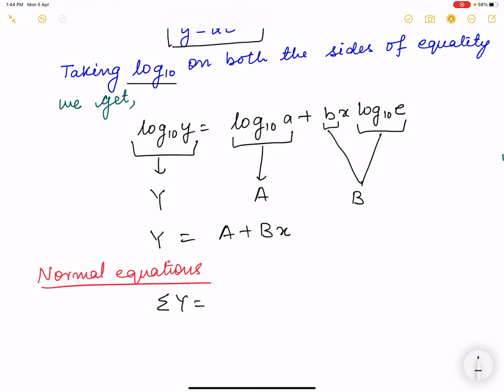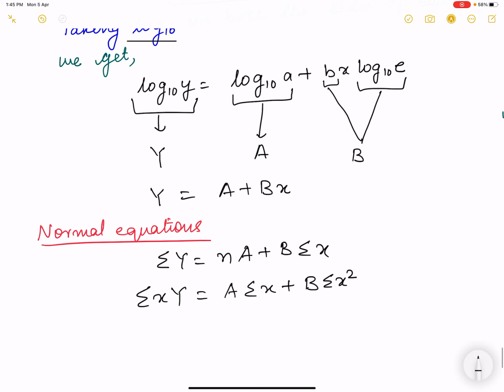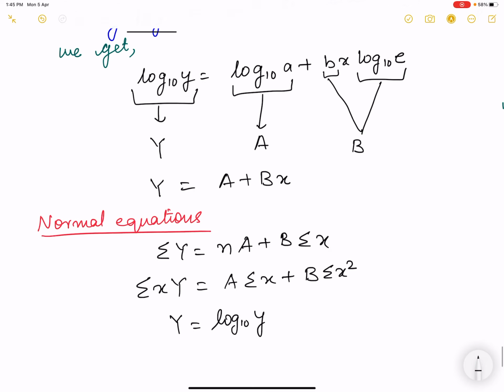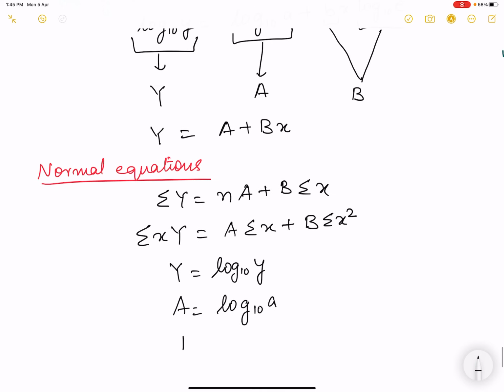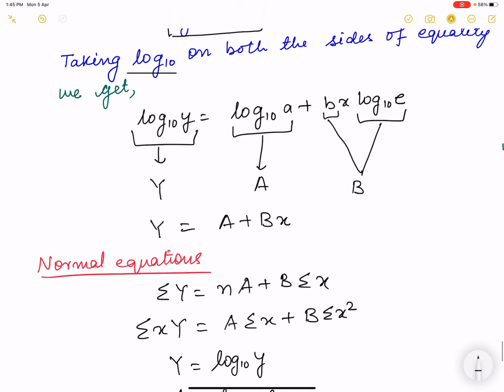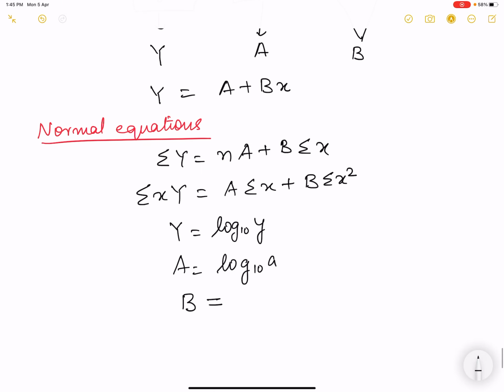sigma capital Y is equal to nA plus B sigma x. Similarly, sigma x capital Y is equal to A sigma x plus B sigma x square. Where obviously our capital Y is log to the base 10 y, our capital A is log to the base 10 a, and our capital B is small b times log to the base 10 e.